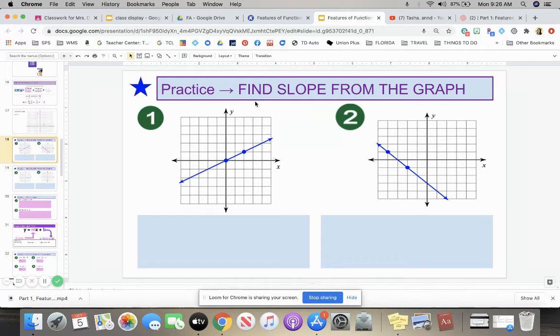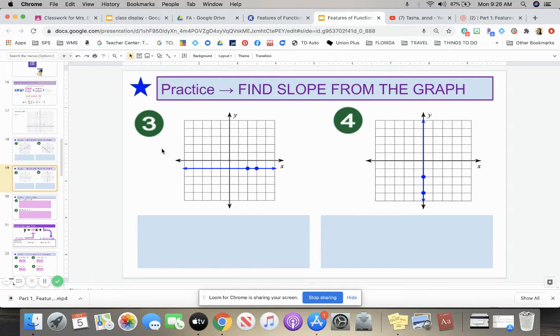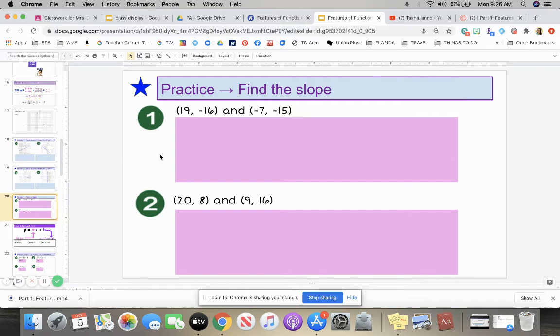Practice problems. Find slope from the graph. So I want you to look at the points and find what slope is, and you'll input that in the boxes below. Same for number 3 and 4. And for slide 20, you're going to use the equation that we used in slide 16 to find what slope is for numbers 1 and 2.